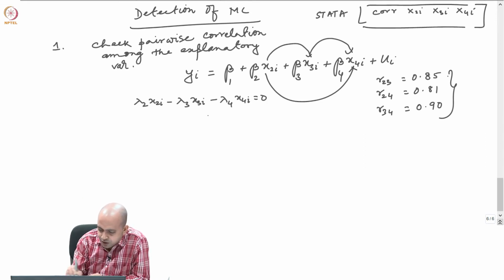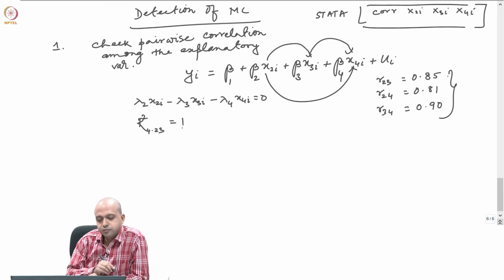So, what can we expect from this relationship? We can expect that R square 4.23 equals 1. That means when I am regressing the fourth explanatory variable on the second and third explanatory variables, the R square from this model is coming out to be 1.